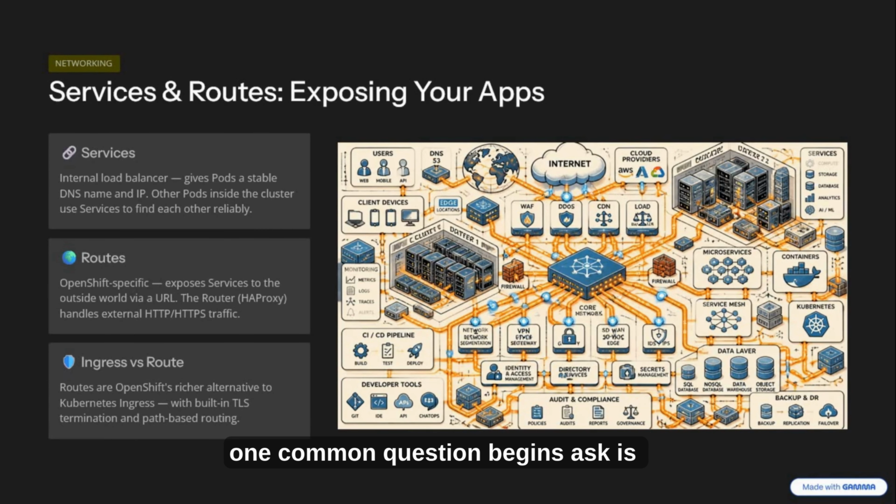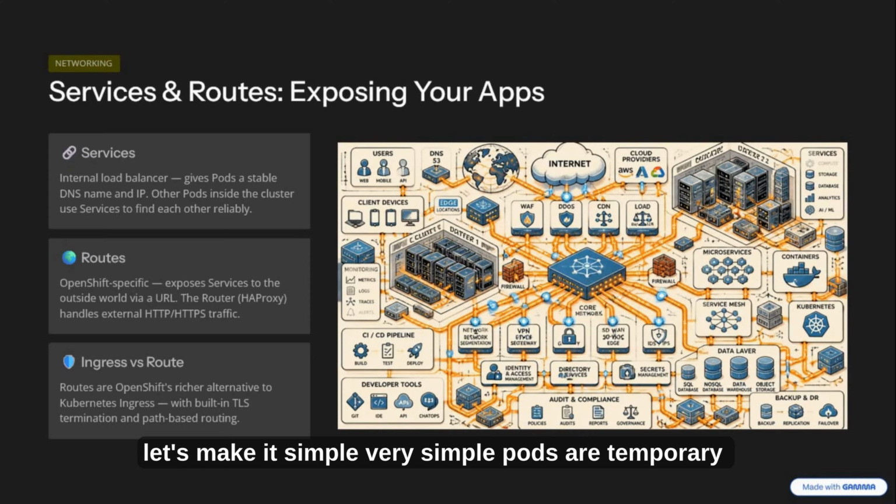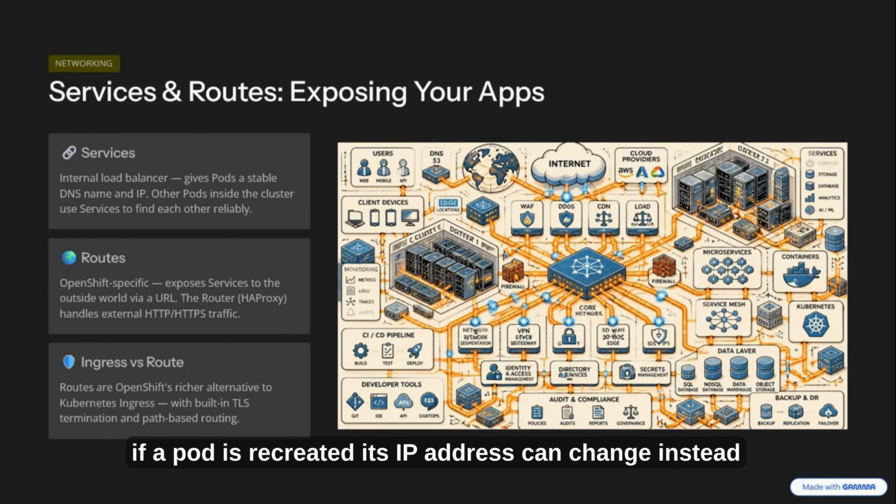One common question beginners ask is, what is the difference between a service and a route? Let's make it very simple. Pods are temporary. If a pod is recreated, its IP address can change. Instead of communicating directly with pods, applications communicate through services. A service provides a stable network identity for one or more pods.